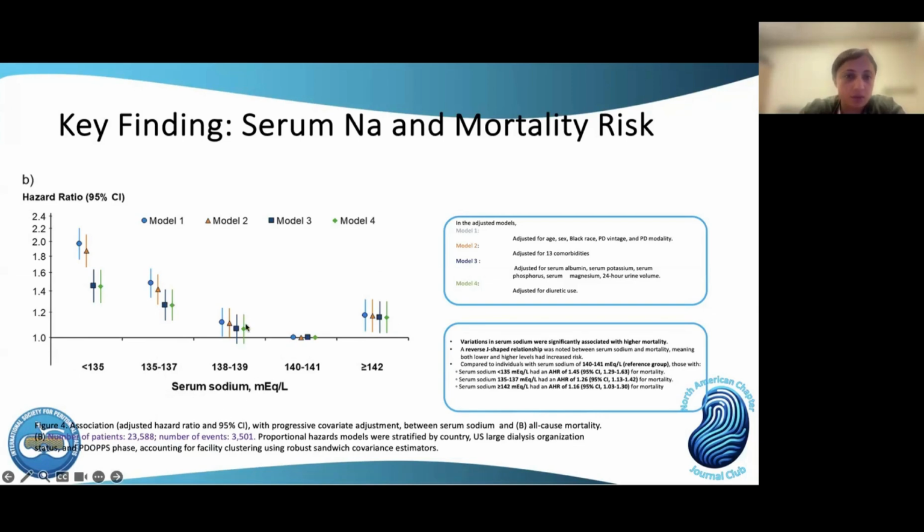There is no increased risk of mortality in the 138, 139 group, and 140, 141 is the reference range. And again, there is increased risk of mortality in patients with a sodium level of more than 142, with a hazard ratio of 1.16, between 1.03 to 1.3.